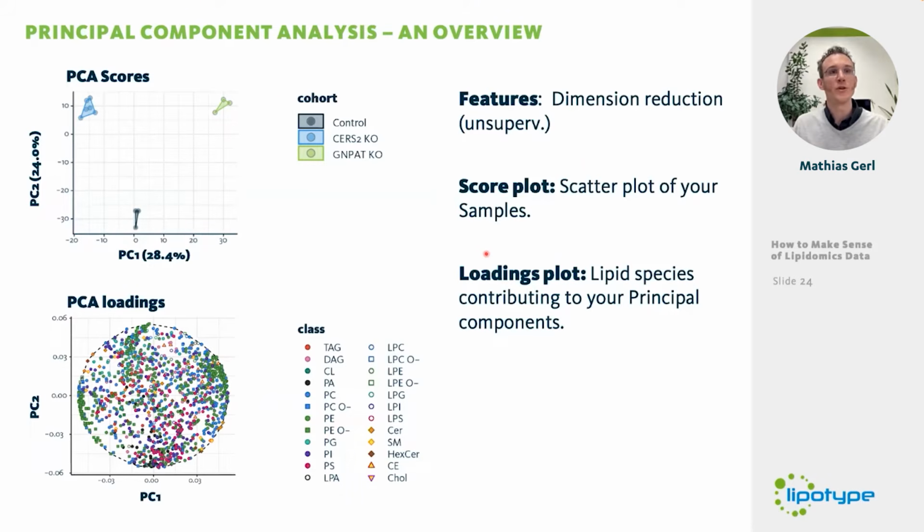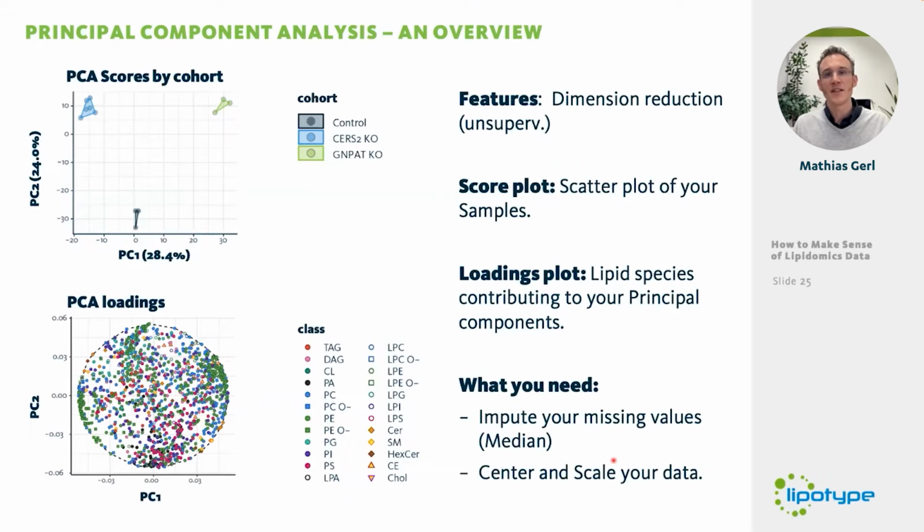What you need to do a PCA is, as I said before, in this case, you need to impute your values, because most PCA algorithms don't accept NAs, missing values, at all. And here I would suggest to use the median, because it's the conservative thing. It basically drags your lipids rather to the middle than spreading them further out over your samples.